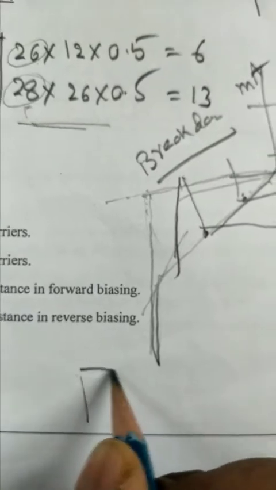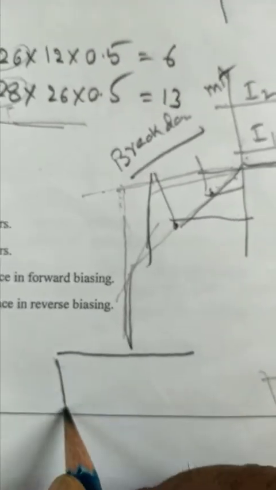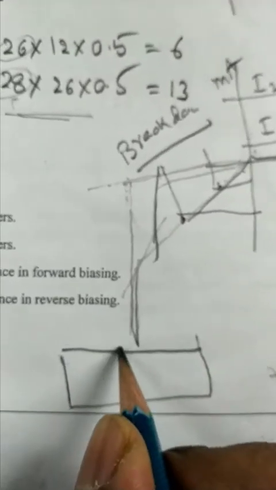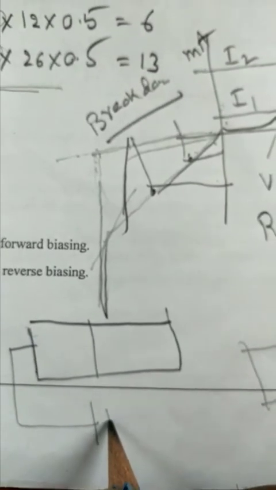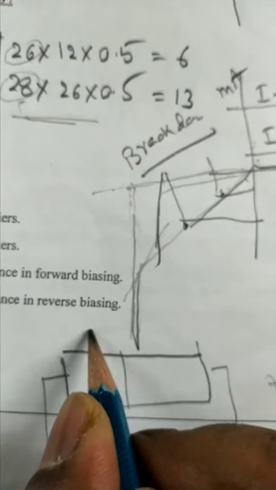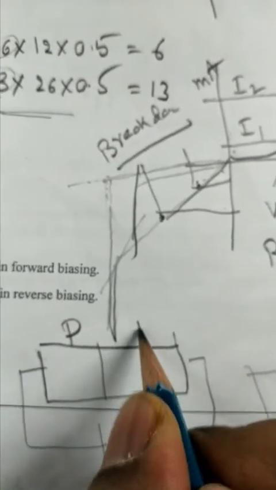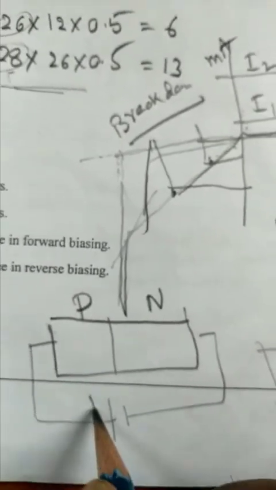So I will take out the theory. I will take out here the PN junction diode. When I connect it in forward bias, it means positive to positive. Positive to positive means the P type of material to positive, and the N type of material to negative. I have connected positive and negative here.